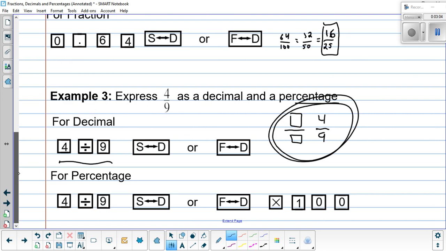Now with our percentage, once we have done that, all we have to do is times by 100 to get our percentage.